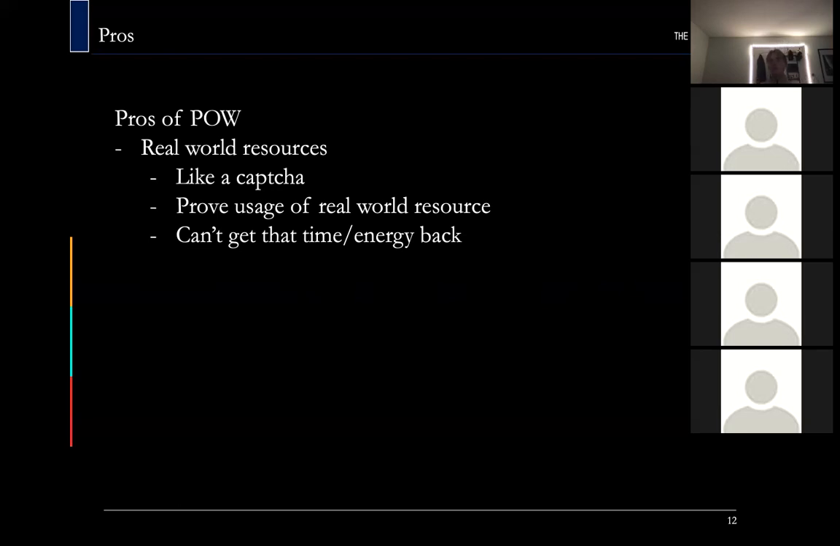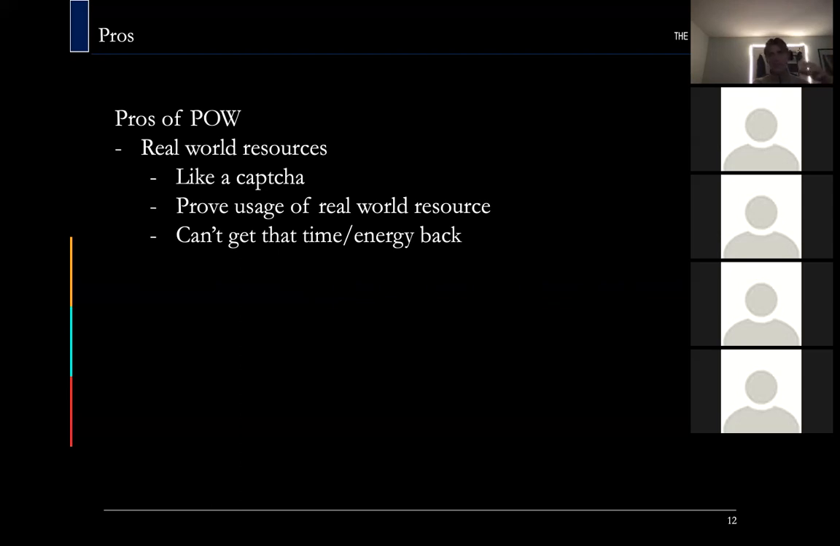It also proves legitimacy like a CAPTCHA, which people understand, and therefore proves a human compared to just another computer. And then there's the usage of real world resources, which I talked about, and you can't get that time and energy back. So you prove the transaction happened, and it's really set in stone that it happened. That's what people like about it: it's very natural and logical compared to proof of stake.